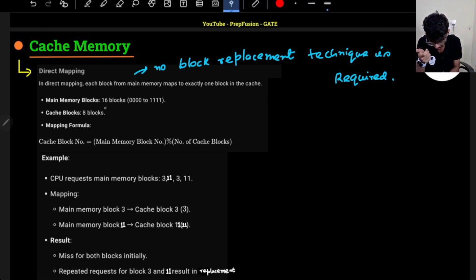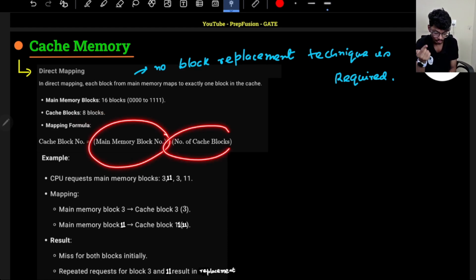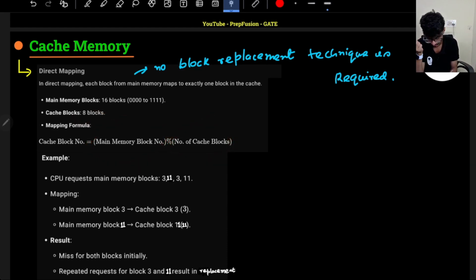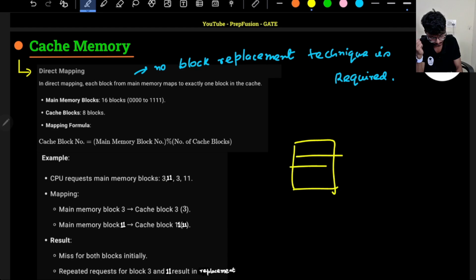Because let's say my main memory has 16 blocks and my cache memory has 8 blocks. What is the mapping formula? Very simple: main memory block number mod number of cache blocks. So if the CPU requests main memory block 3, where will I go in the cache memory? In the cache memory, I have 8 blocks.